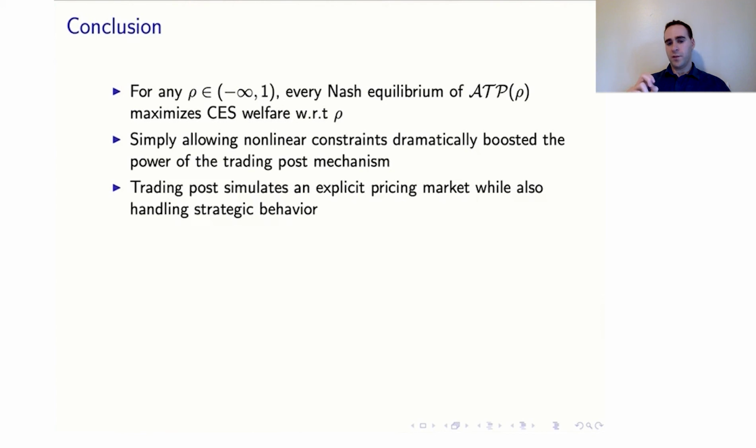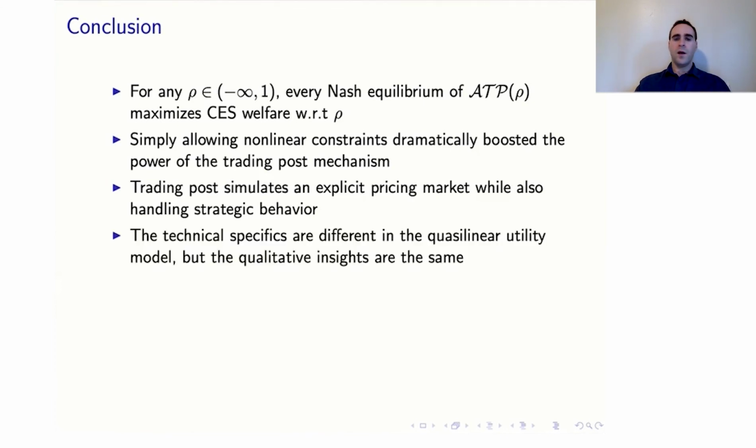For trading post specifically, it has this interesting property where it can simulate an explicit pricing market, in that you still get these bids, except the bids arise implicitly from strategic behavior, which allows it to handle strategic behavior in that way, specifically because the equilibrium is a Nash equilibrium. I do want to mention that this is specific to bandwidth allocation or Leontief utilities. In general, trading post equilibria will not match up with the explicit pricing equilibria. So that's why our result is limited to this class of utilities. But there's other work that investigates other classes of utilities.